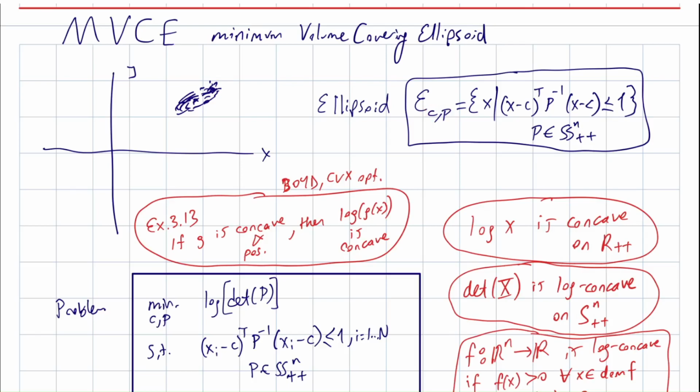Where C defines the center of an ellipsoid and P is the corresponding symmetric positive definite matrix, and here this is the inverse of that P matrix, all right? And this is one. Basically, since the name is very descriptive, the problem is stated like that. You are given a cluster of points in two-dimensional space.